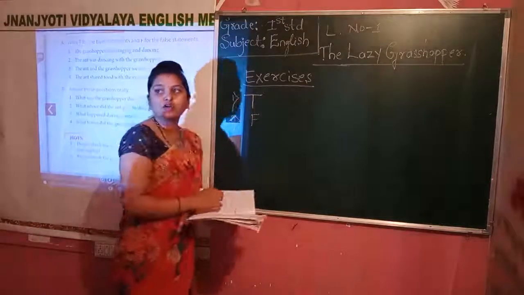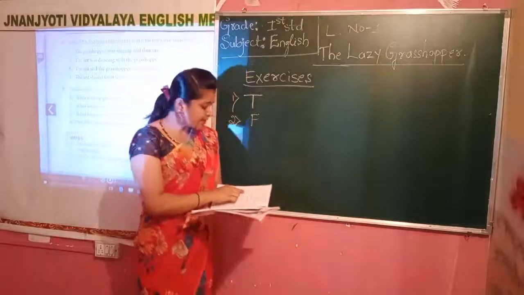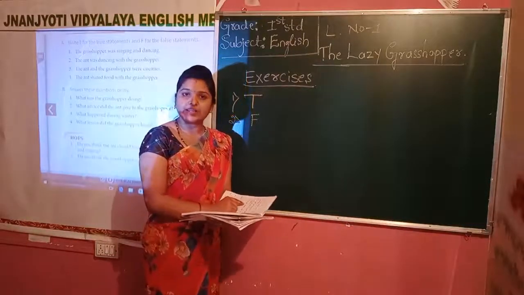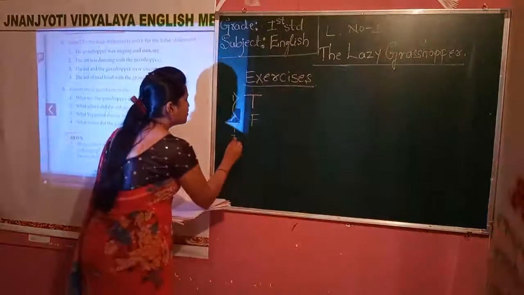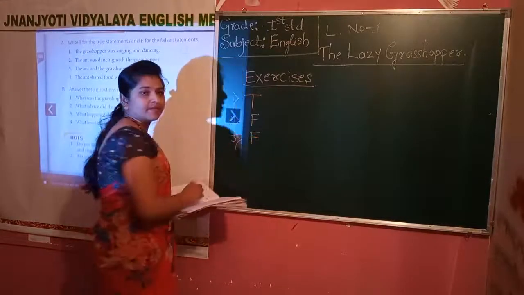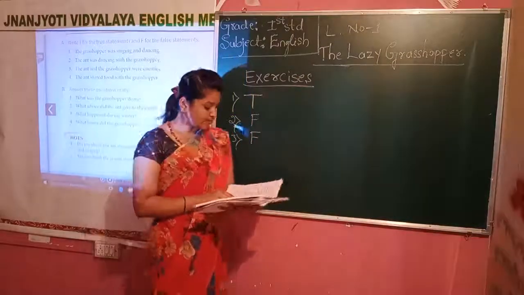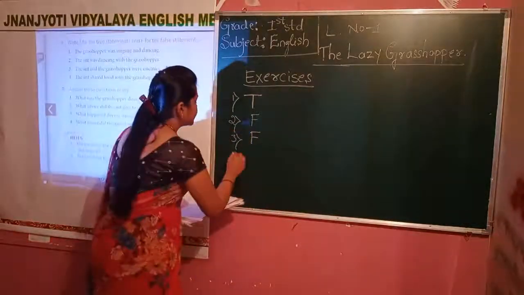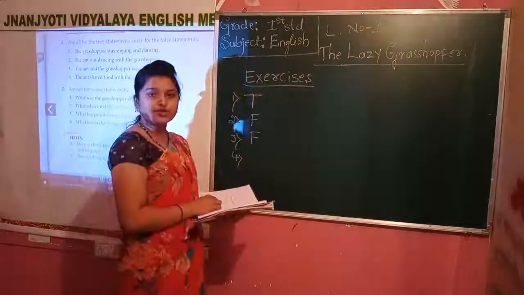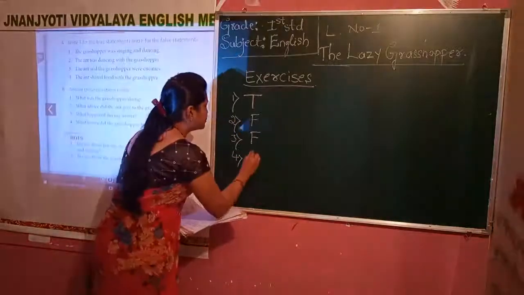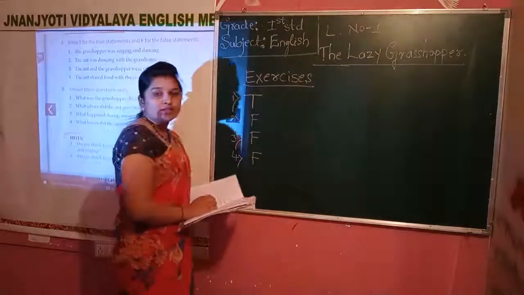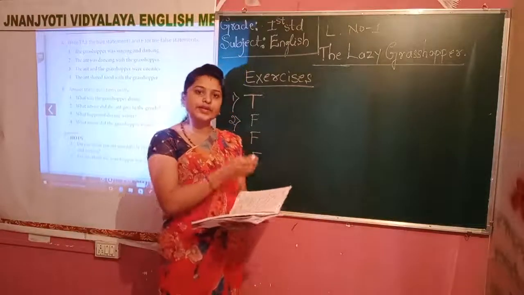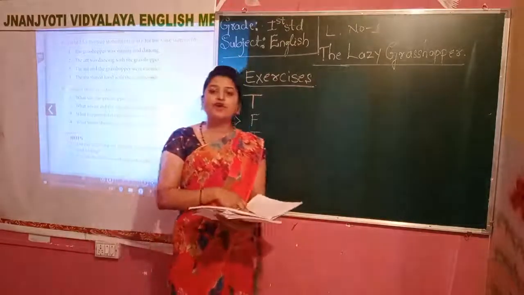F for false statement. Third one, the ant and the grasshopper were enemies. Are they enemies? No. False. Fourth one, the ant shared food with the grasshopper. Is it true? No. False. Because the ant did not share the food with the grasshopper. So this statement is false.